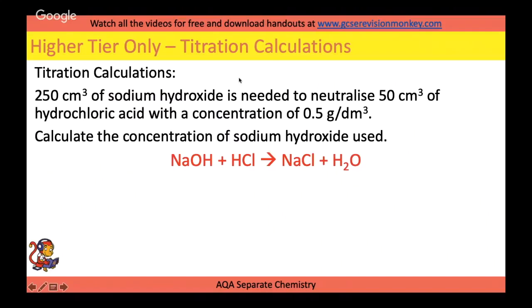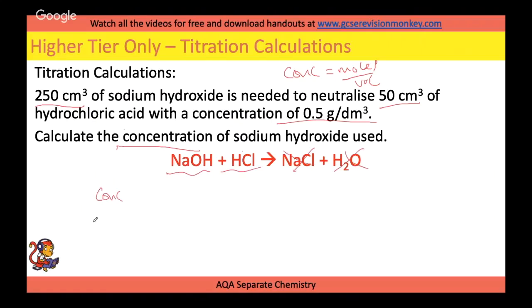Calculation-wise then, is no different to the calculations that I've asked you to brain dump. Concentration equals moles over volume. Okay, so just one that we've used before. This one says 250 centimeters cubed of sodium hydroxide is needed to neutralize 50 centimeters cubed of hydrochloric acid with a concentration of 0.5 grams per decimeters cubed. Calculate the concentration of sodium hydroxide used. So what I'd recommend you do is do a table again. Again, we're looking at the acid and the alkali, so we don't need to worry about those two.